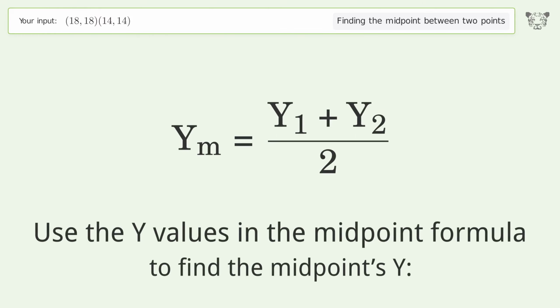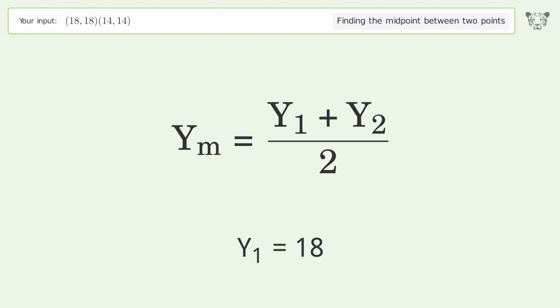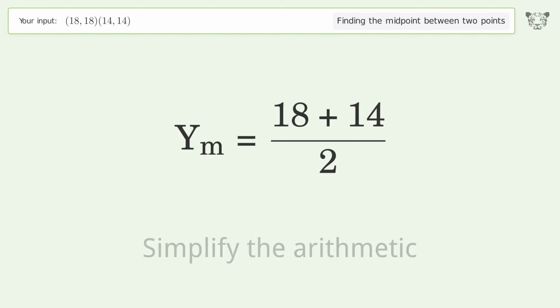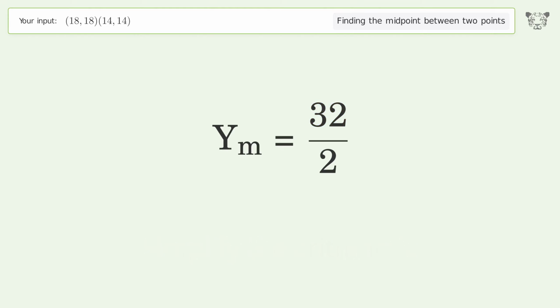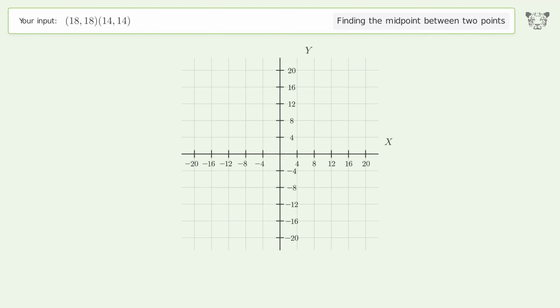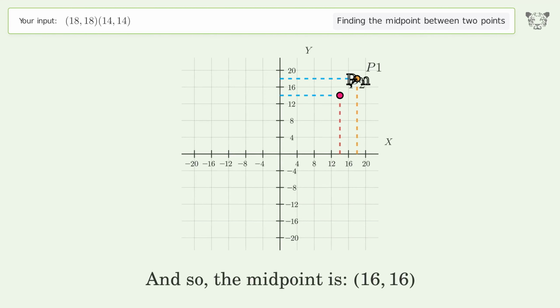Use the y values in the midpoint formula to find the midpoint's y. y1 equals 18. y2 equals 14. Simplify the arithmetic. And so, the midpoint is 16, 16.